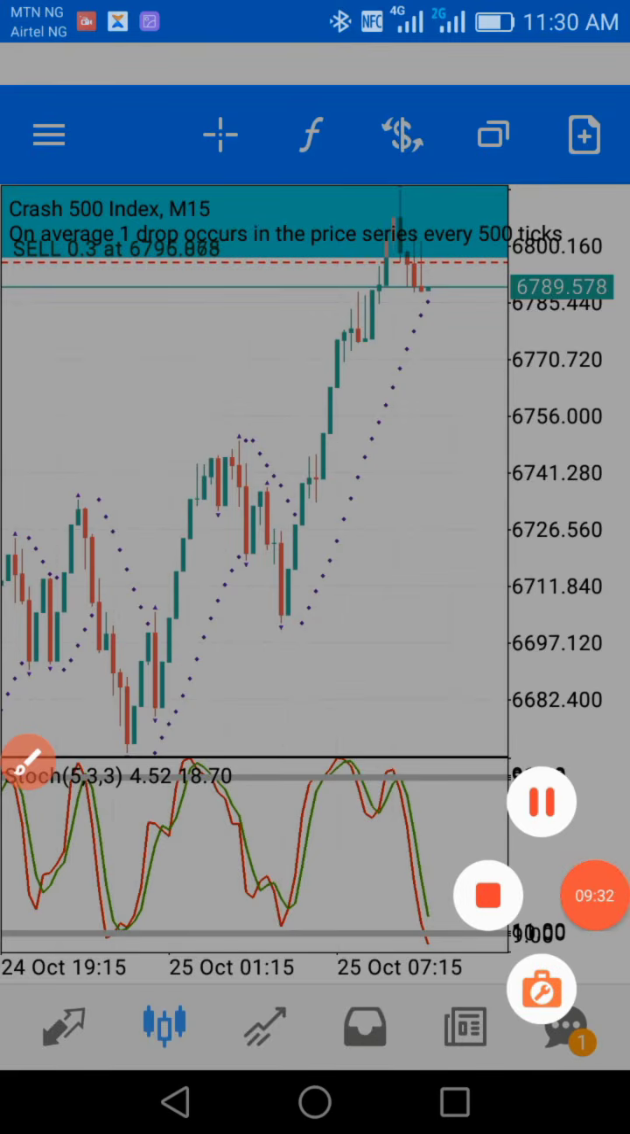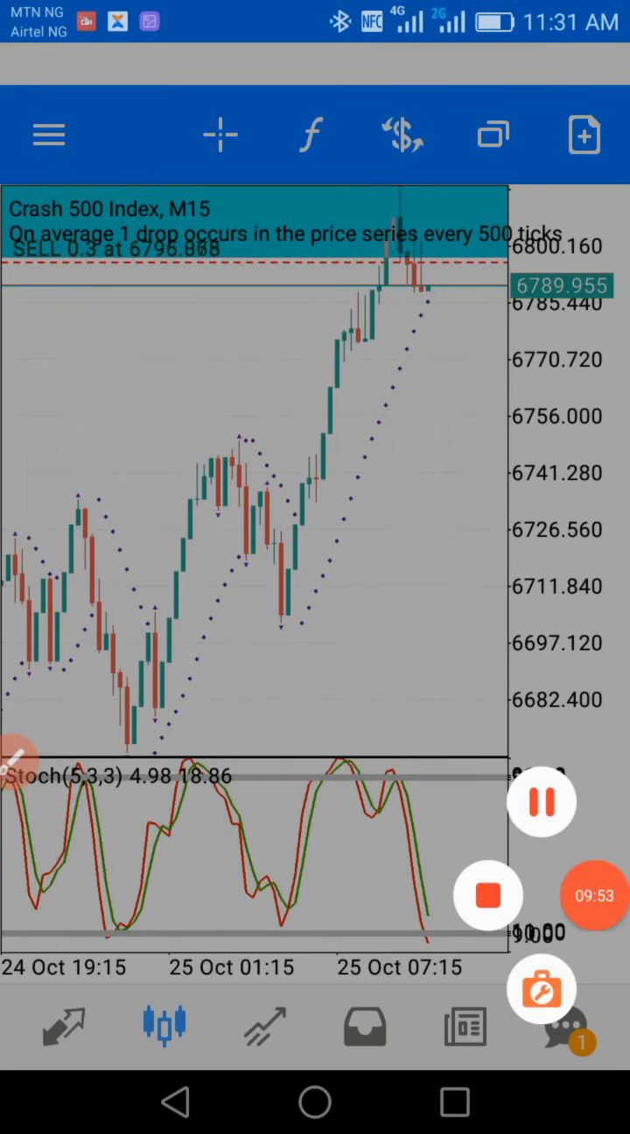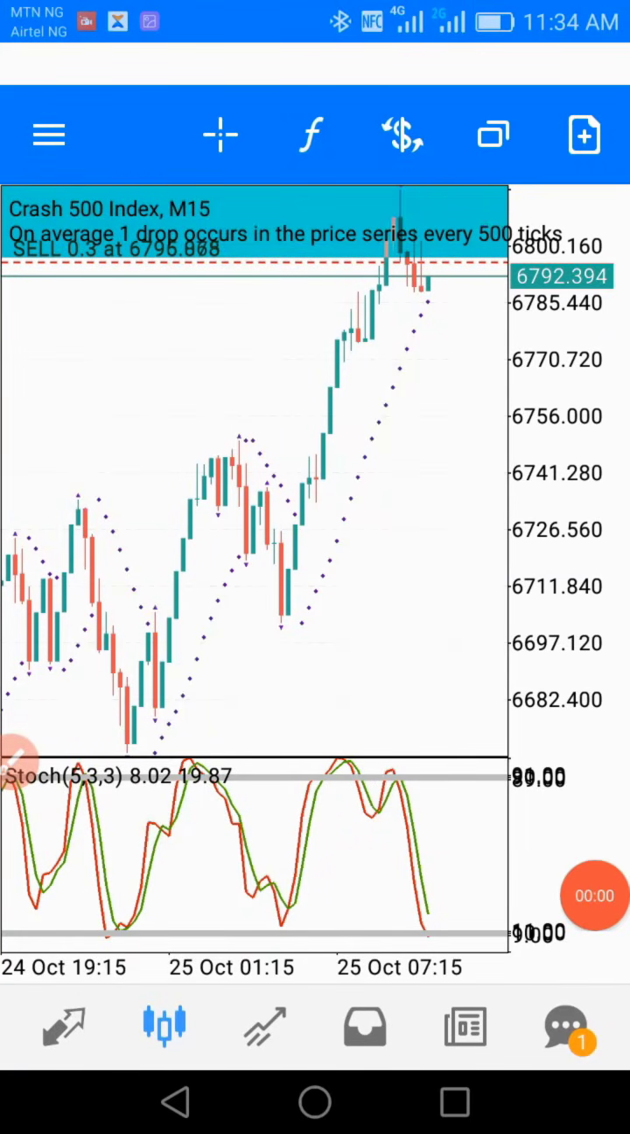Okay, and we wait until we receive our signal to exit, which is when we have a crossing between the red line and the green line at the oversold level of indicator window 1, whereby the red line crosses the green, moving upwards again. That's a very important signal that we should exit the trade, and we are going to see that right in this video, guys.